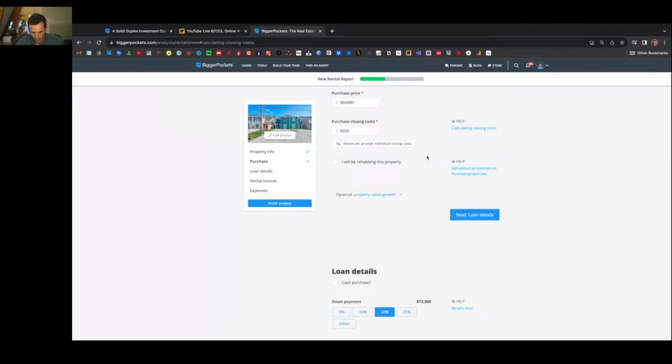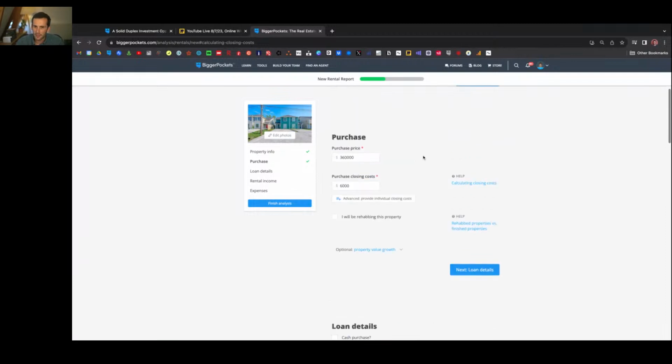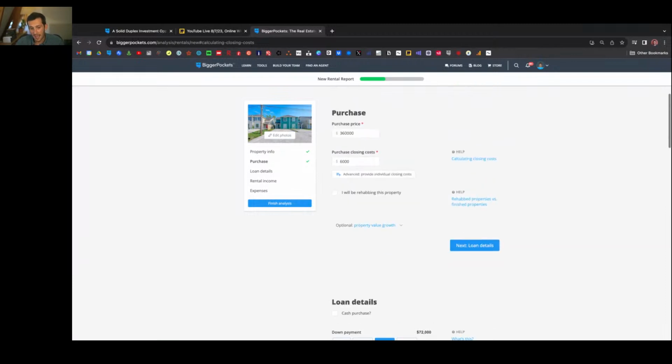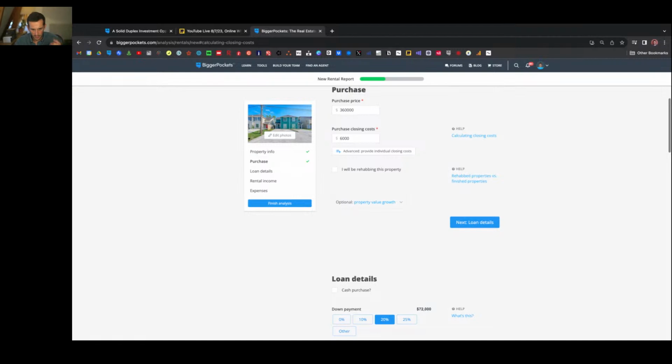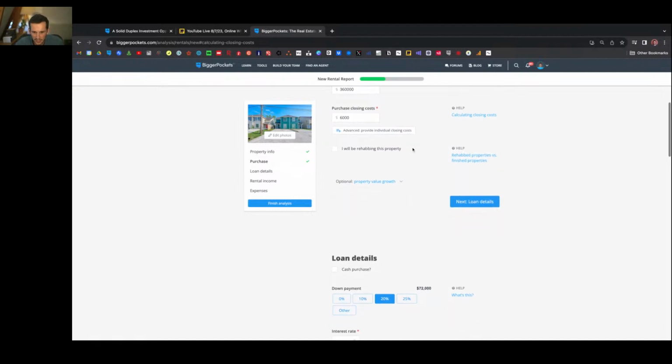Okay. Then what do you guys think? Should we do a rehab? Let's actually not do a rehab, and then we'll come back and see what a rehab is afterwards. So let's not do a rehab. And then we could look at property value growth. This is where you decide, is the value of the property going to go up? Not because I've improved it, but just because of market forces, appreciation, inflation, that kind of thing.